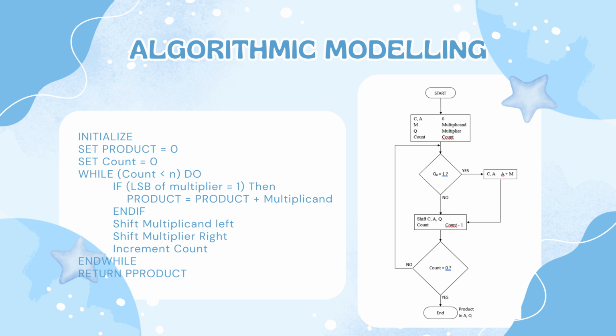Next, we perform a shift operation. The multiplier Q is shifted to the right and the multiplicand M is shifted to the left. The counter decreases and we repeat until it reaches 0. The final product is stored in the registers A and Q.